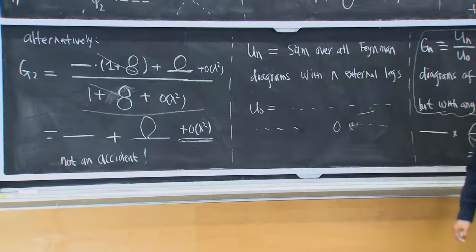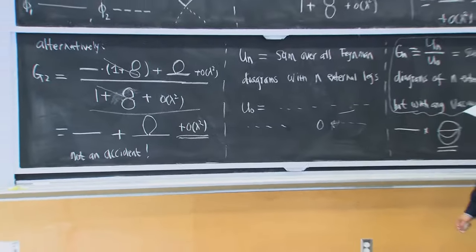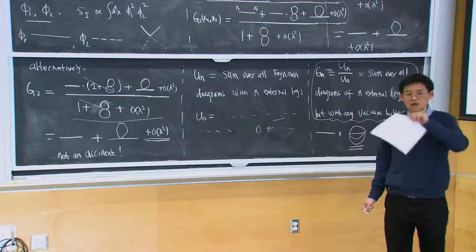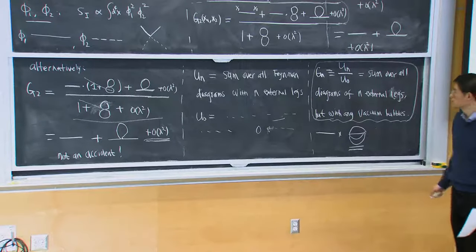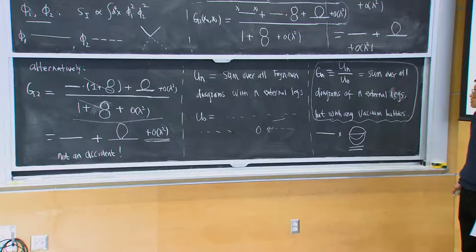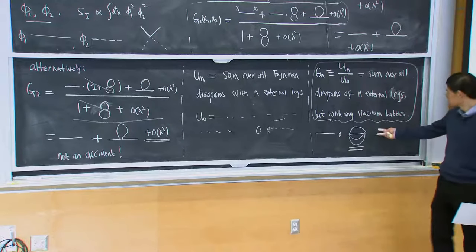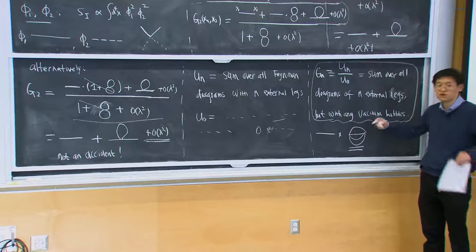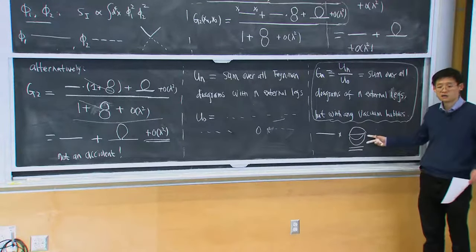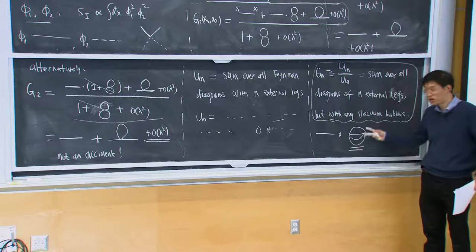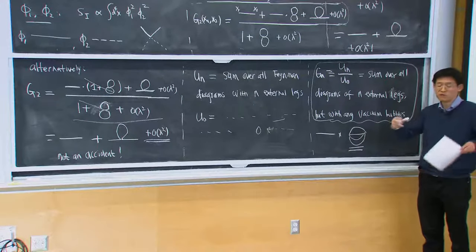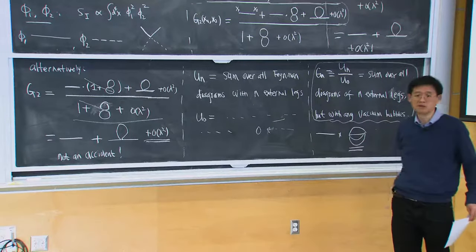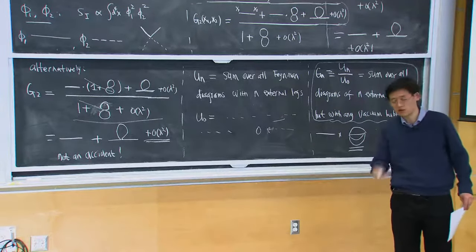Question: Does this cancellation just come out of the math, or is there a physical interpretation? There is a physical interpretation. Essentially, this kind of thing comes from the normalization of your state. This thing is just a pure vacuum process and just comes from the normalization of the state. And when you normalize your state, they should not contribute to your correlation functions. Roughly it's like that.